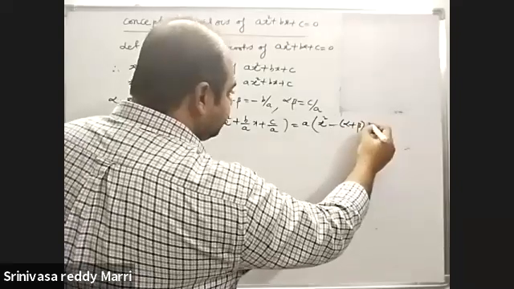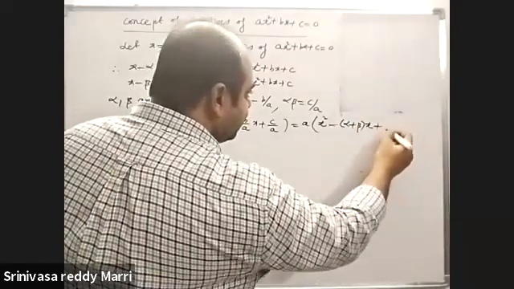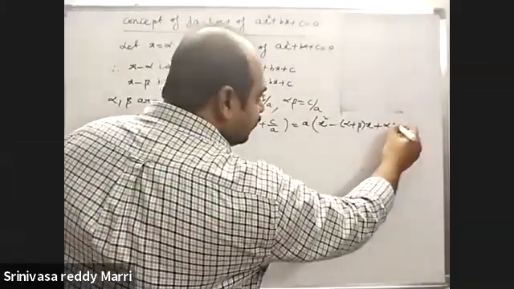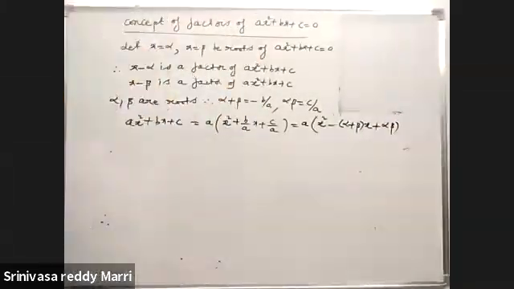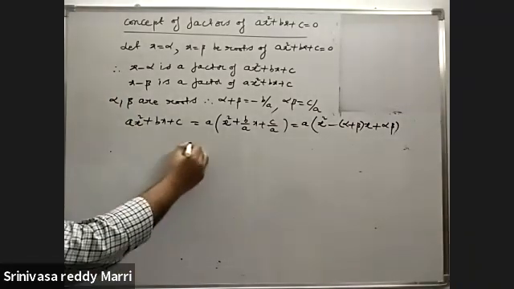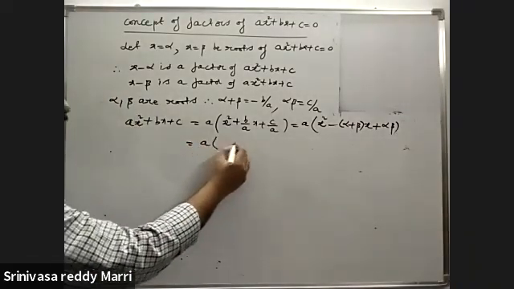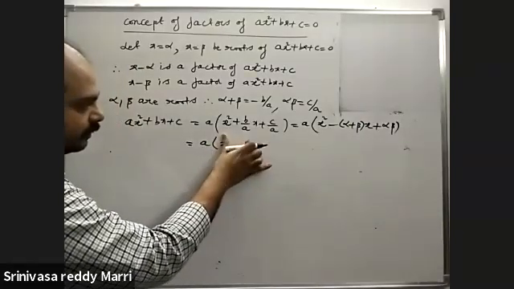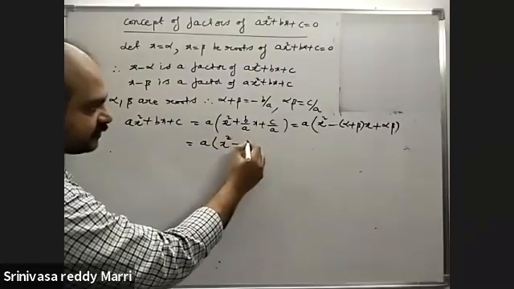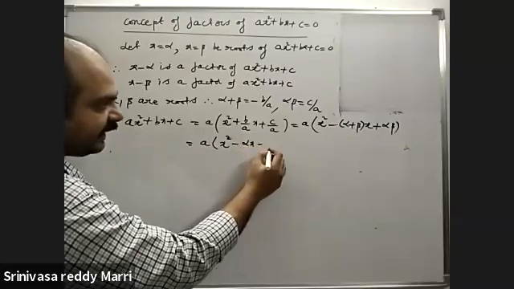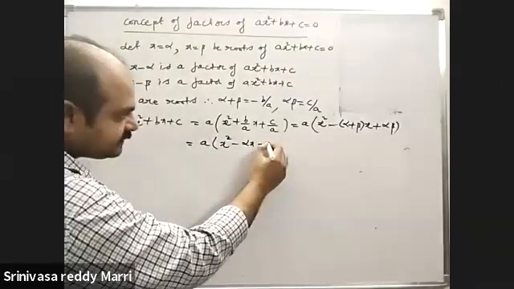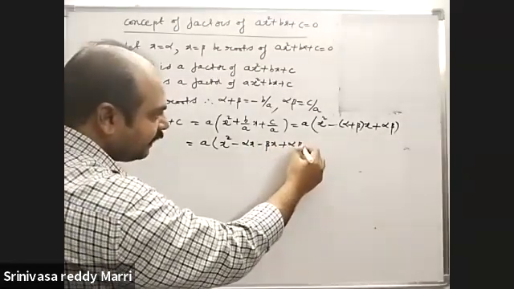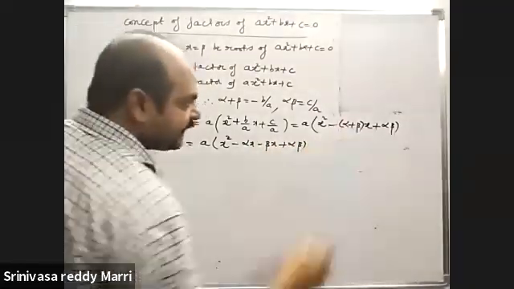Minus of alpha plus beta, plus c by a means alpha into beta. Now look at a into, so this multiply: x square minus alpha x minus beta x plus alpha beta. I have just multiplied with x.